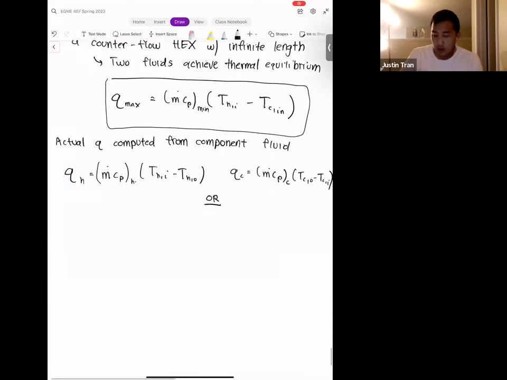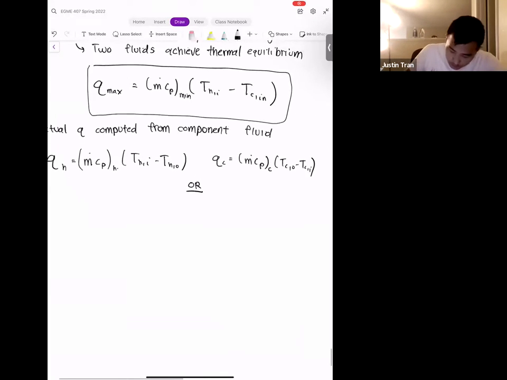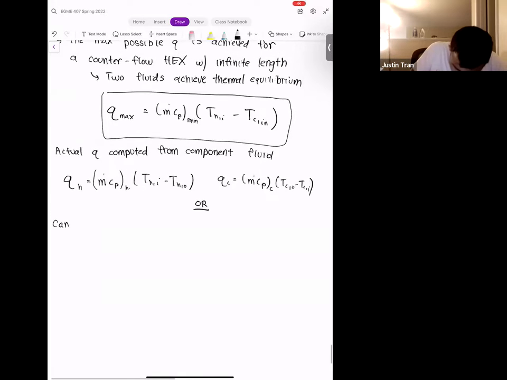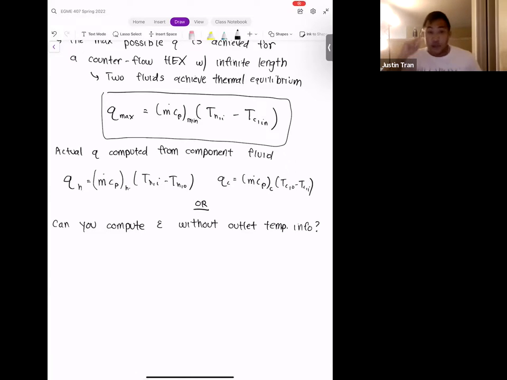But what if you want to compute effectiveness, but you don't have the outlet temperatures? This is a very common situation. A lot of times, when you're designing a heat exchanger, you're going to know what your inlet temperatures are, so you know the temperature of the fluid as it comes into your heat exchanger. But as to what comes out, sometimes you're not sure. So the question is, can you compute this without the outlet temperature?